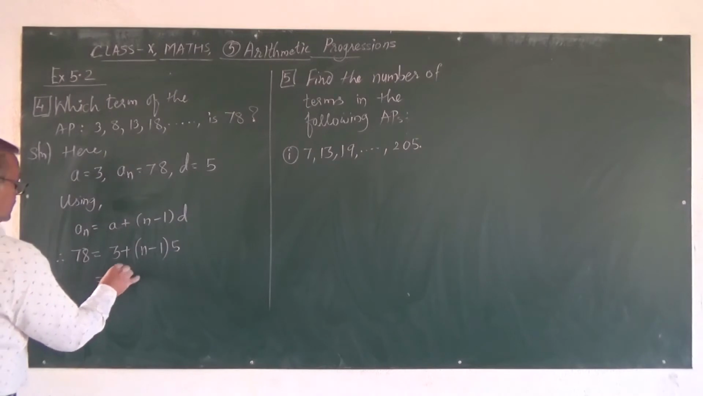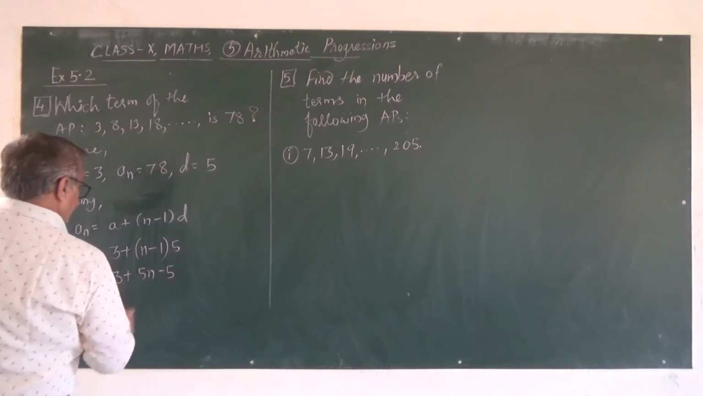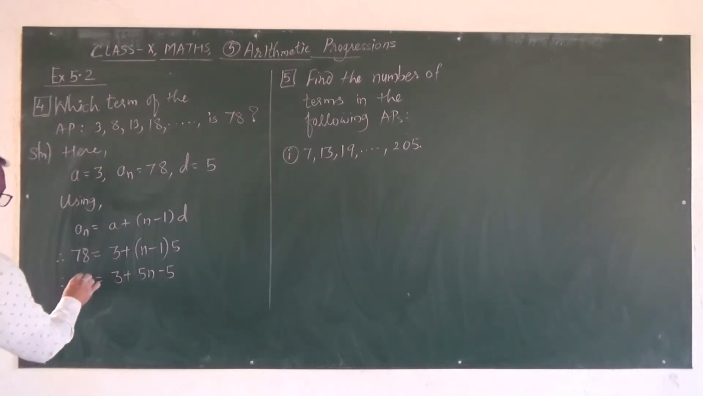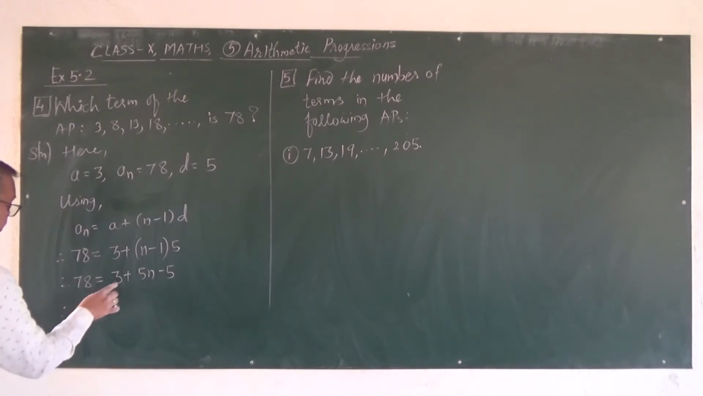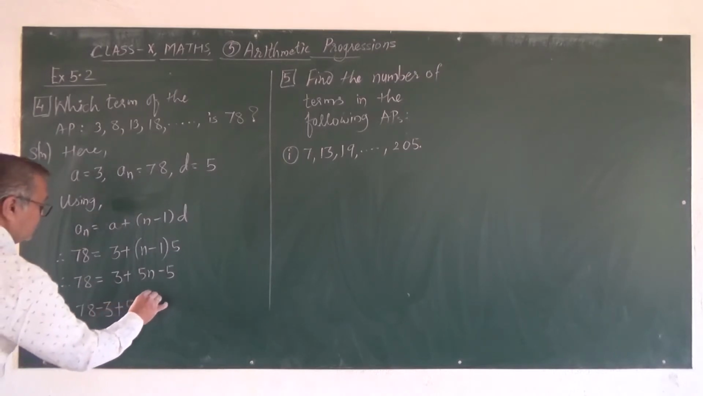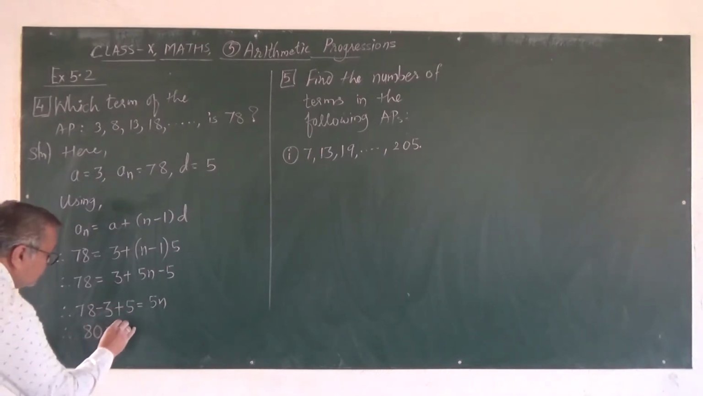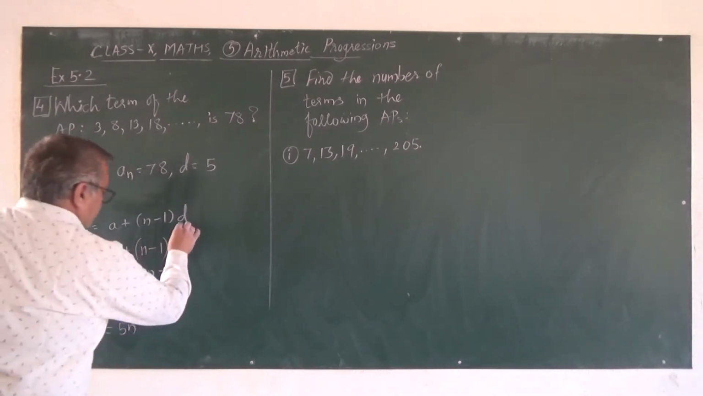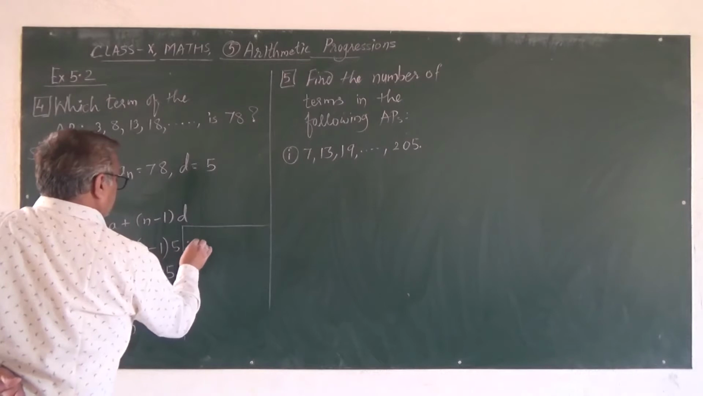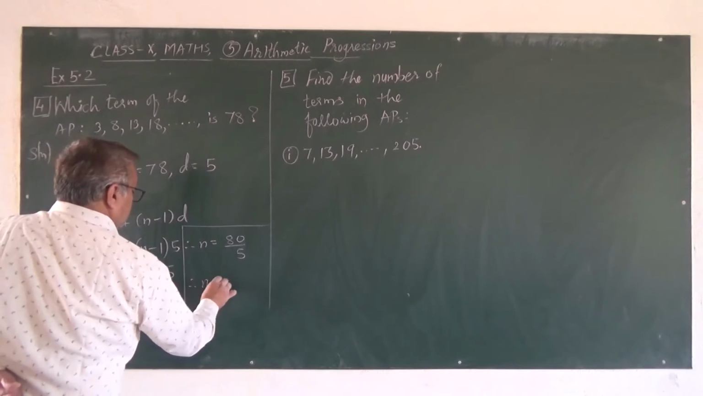Bring this 3 plus 5 into n, 5n, 5 into this minus 5. Okay, so this is our equation. So 78, bring this 3 this side, so it will be minus 3. Bring 5 this side, so it will become plus 5 is equal to 5n. Now 78 minus 3, 75 plus 5, that is 80. So 80 is equal to 5n. Therefore n is equal to 80 by 5. So n is 16.